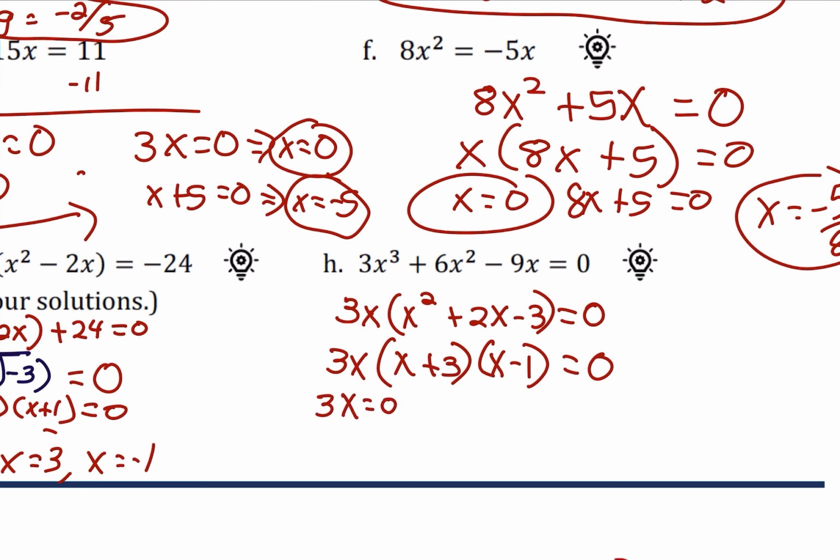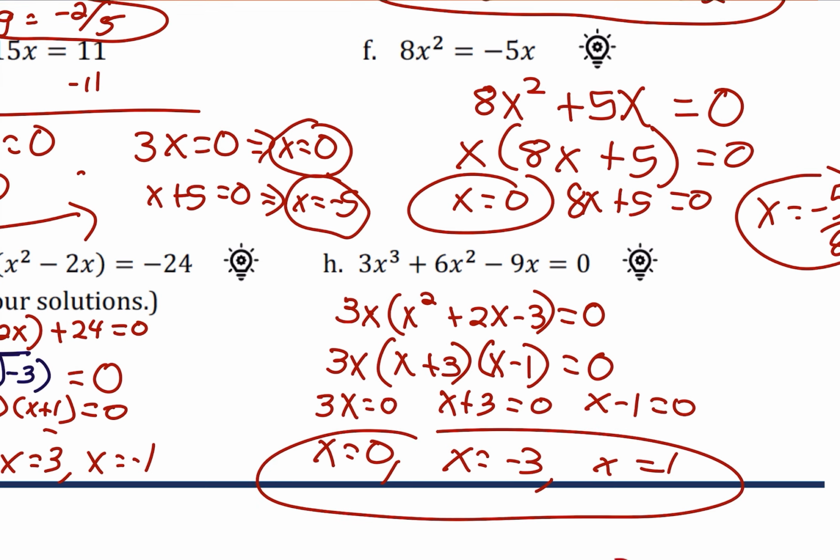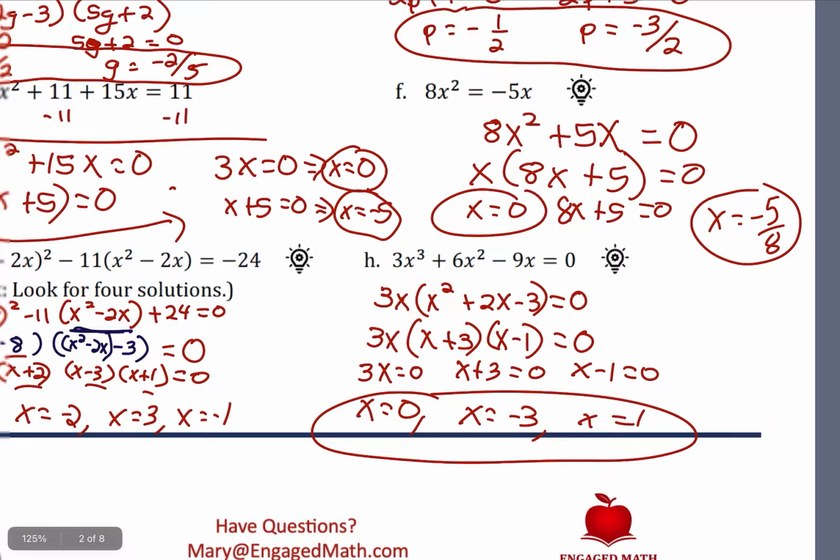Now we set each one of these equal to 0. So 3x equals 0, which means x equals 0. That's one of our answers. x plus 3 equals 0, which gives us x equals negative 3. And the final one is x minus 1 equals 0, which gives us x equals 1. All three of these answers give us solutions that work in the original equation.